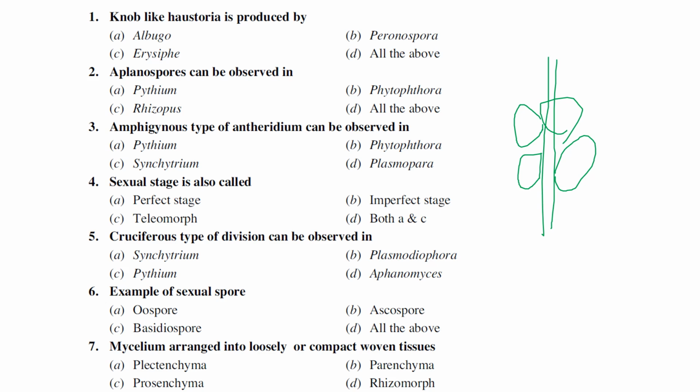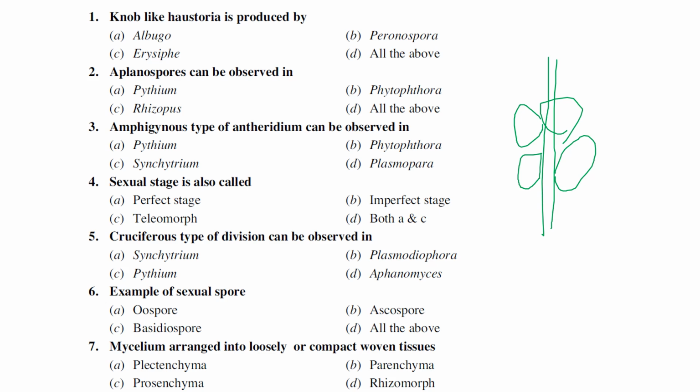Second one, aplanospores can be observed. Which of the following pathogens can produce aplanospores? Aplanospores means spores without flagella. If the spore contains flagella, we call it a zoospore. If it contains no flagella, it is called an aplanospore. Pythium and Phytophthora obviously produce zoospores, which have flagella, and there is another fungus called Rhizopus. Rhizopus produces a spore which does not have flagella.